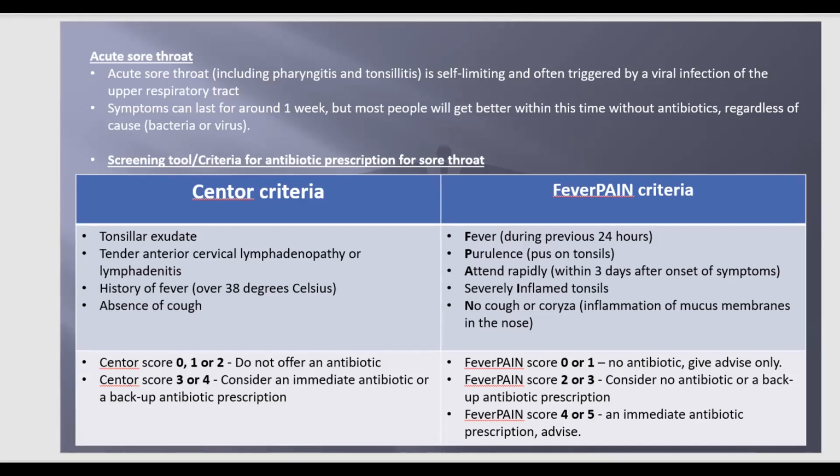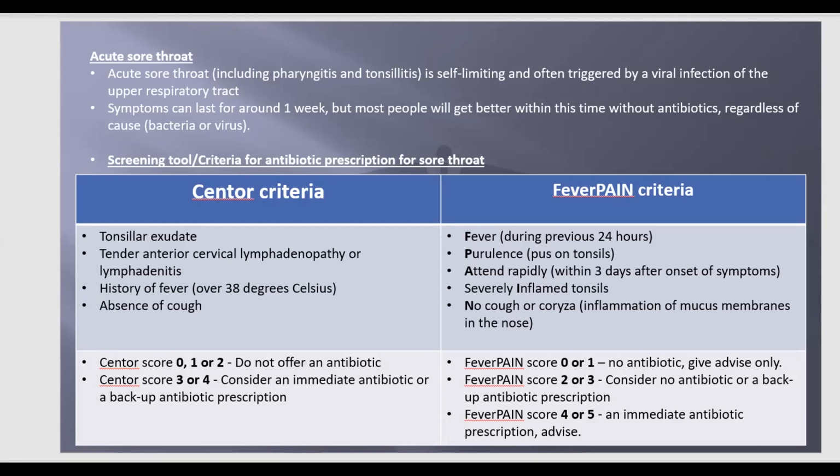Acute sore throat. This is also a very common station. This came in London, but it depends. Again, you need to go for the FeverPAIN criteria. They want to test what intervention you will take. So this is the score: 0 to 1, no antibiotic, give advice only. You will say to the patient there is nothing to worry about. It's a self-limiting condition. It will go away on its own.